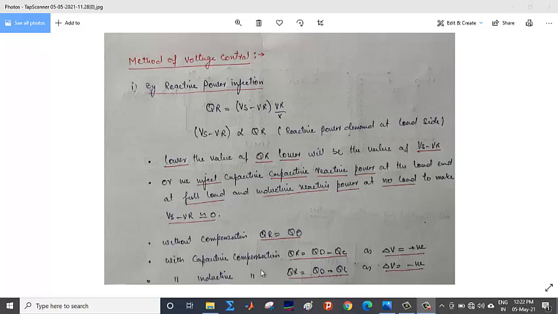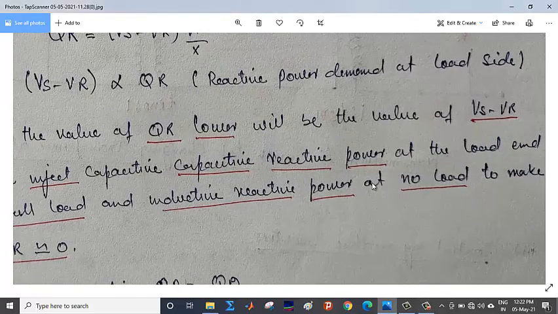So with inductive compensation, this QR is equal to QD plus QL. Delta V will be negative. In this case, this QD will actually be negative, and when we add this QL, you will see this can also be made equal to 0. In that case, we'll also make Vs equal to VR. So this is how reactive power injection can be used.